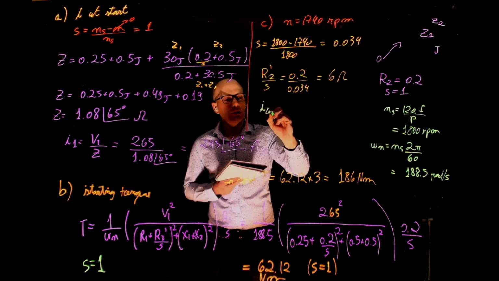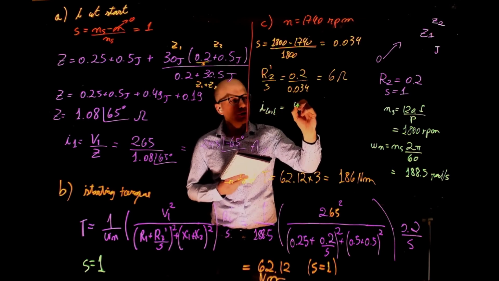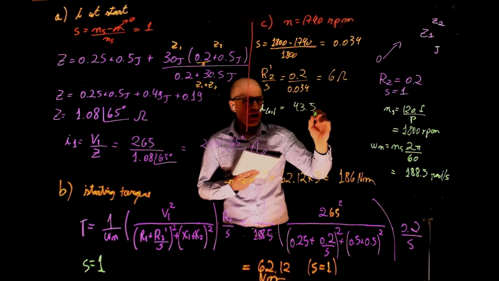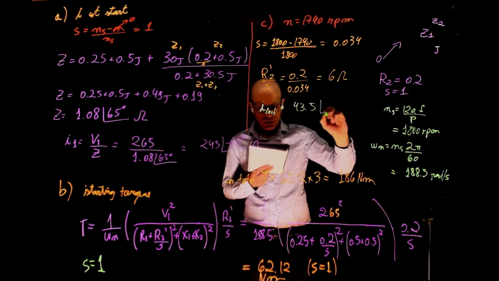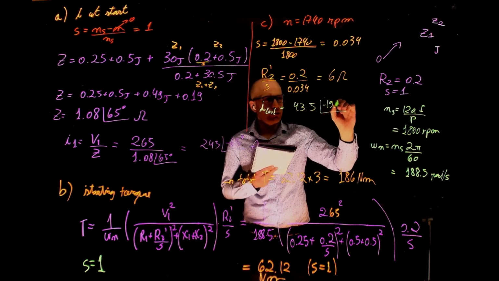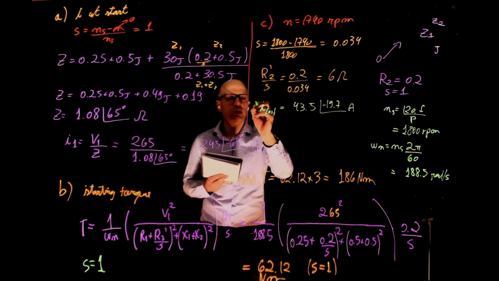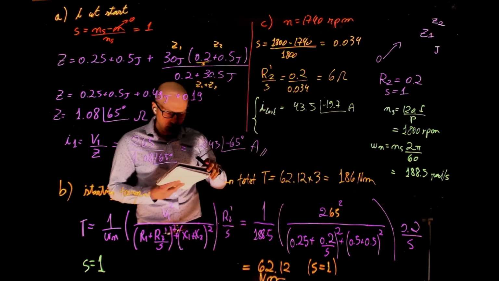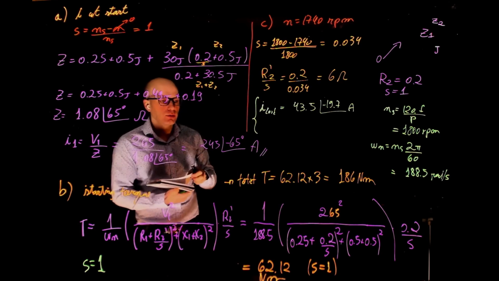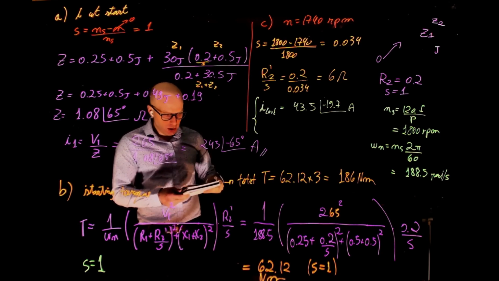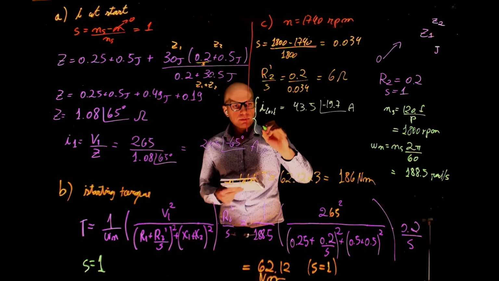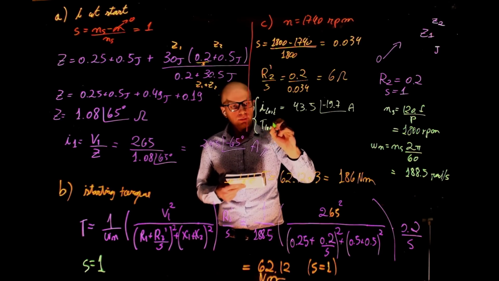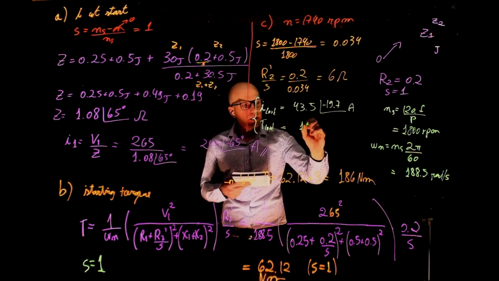Full load current would be 43.5 with an angle of negative 19.7 amps. I'll put all the calculations later, but we're really just reevaluating the equation for a different value of R2. And the full load torque will be 162.